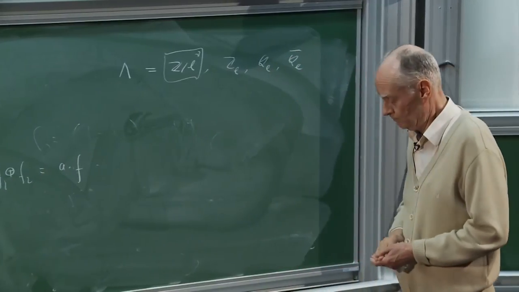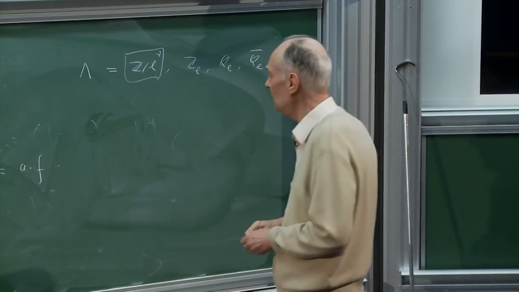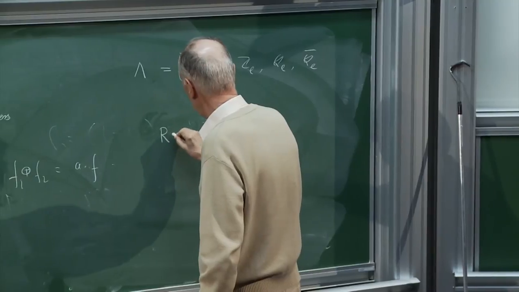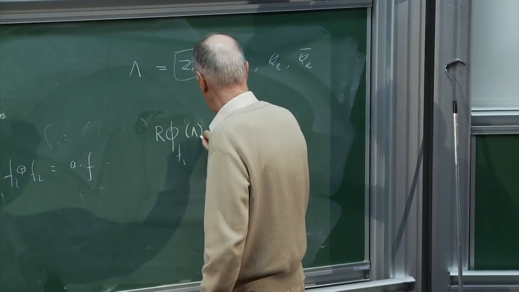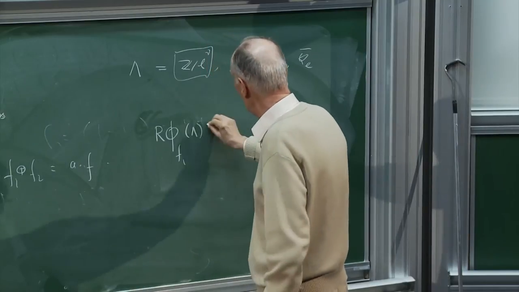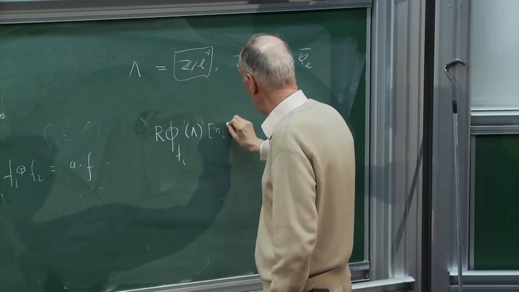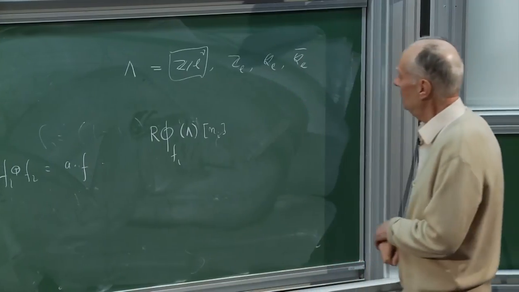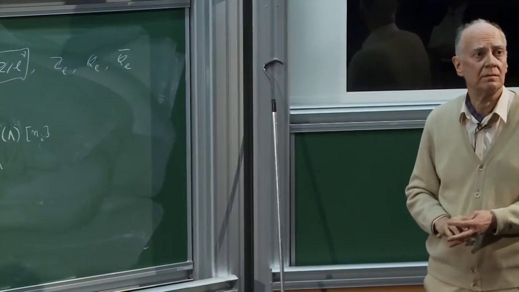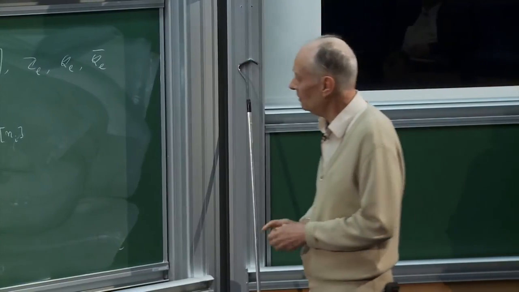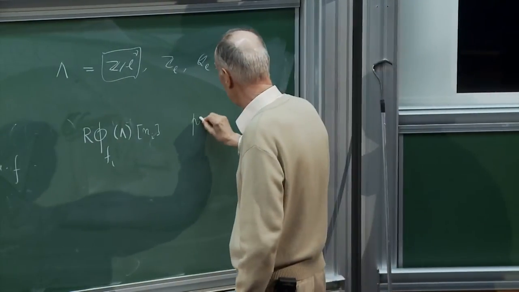So if you consider R phi f_i of Lambda, shifted by n_i, then, by Gabber, this is a perverse sheaf.